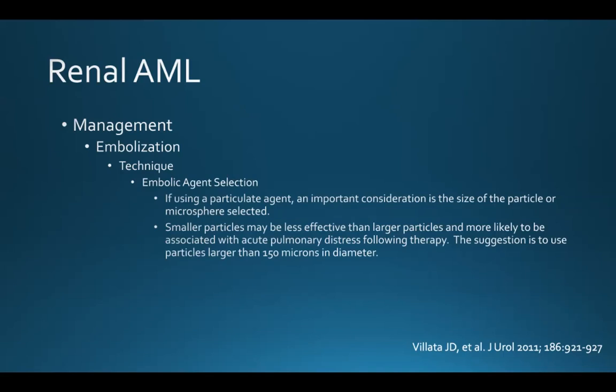If using a particulate agent, an important consideration is the size of the particle or microsphere selected. And smaller particles in this case may actually be less effective than larger particles and more likely to be associated with acute pulmonary distress following therapy. This may be due to small, unrecognized AV fistulas. So the suggestion is to use particles larger than 150 microns in diameter.